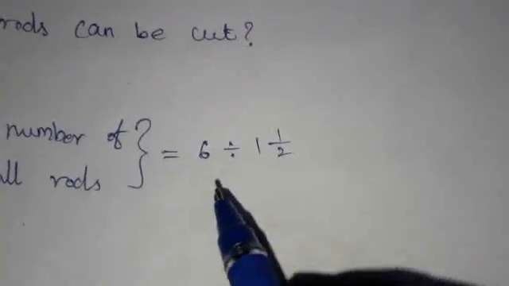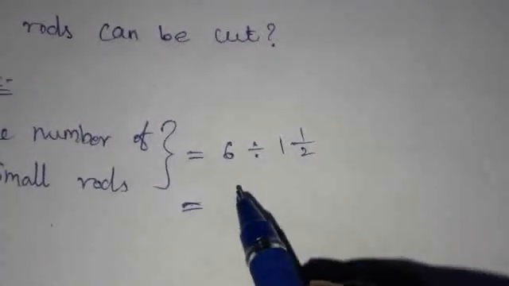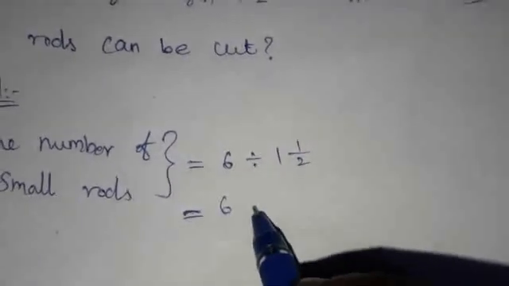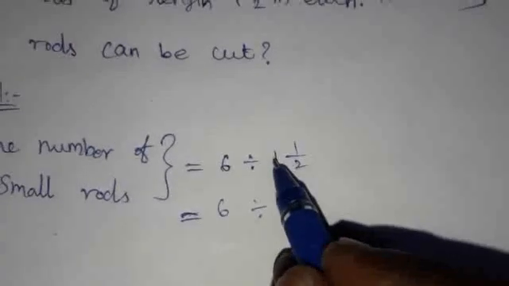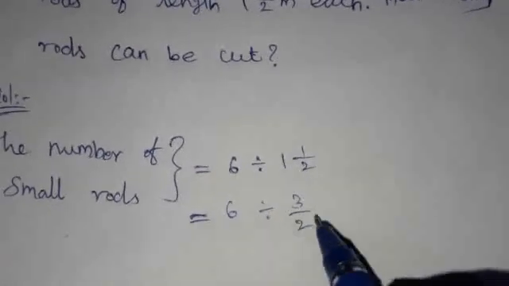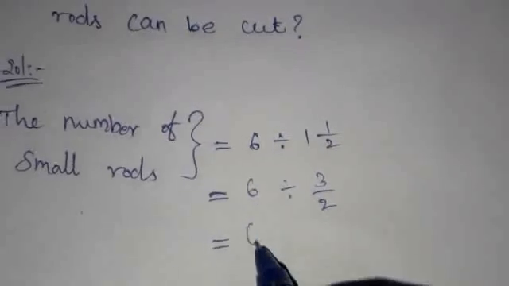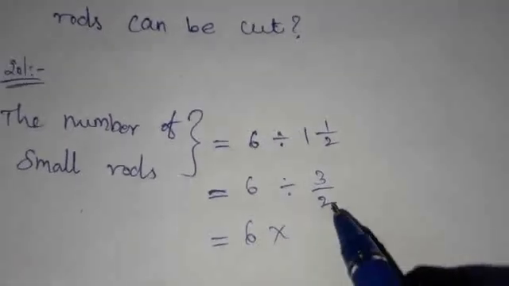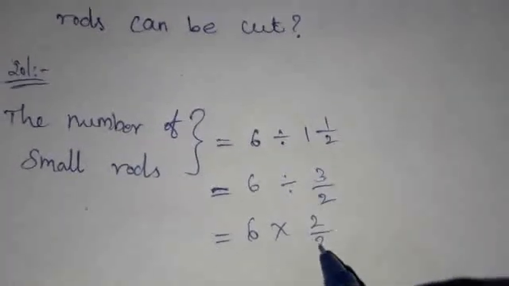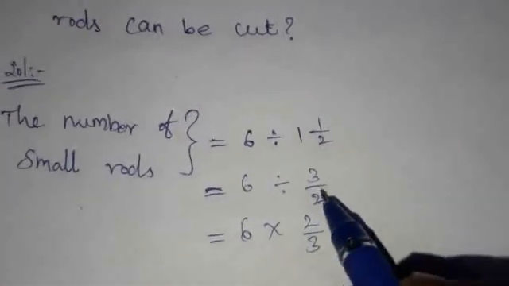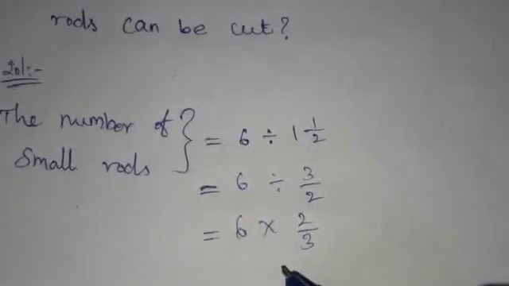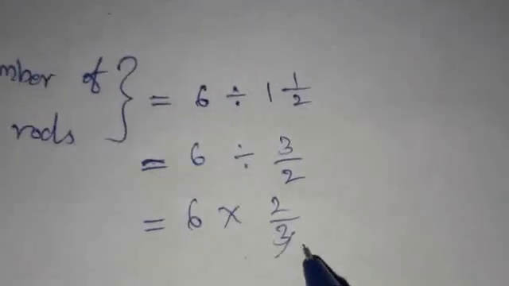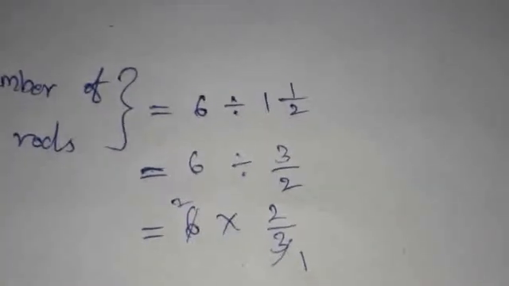6 divided by 1.5. There is one mixed fraction. We have to convert it into an improper fraction. Write the number first: 6 divided by 2 ones are 2, 2 plus 1 is 3, so 3 by 2. We have to write the first number. Division will be changed into multiplication. 3 by 2 can be written as 2 by 3. 2 by 3 is the reciprocal of 3 by 2. Next, we have to divide the numerator and the denominator by the same table. 1 threes are 3, 2 threes are 6.